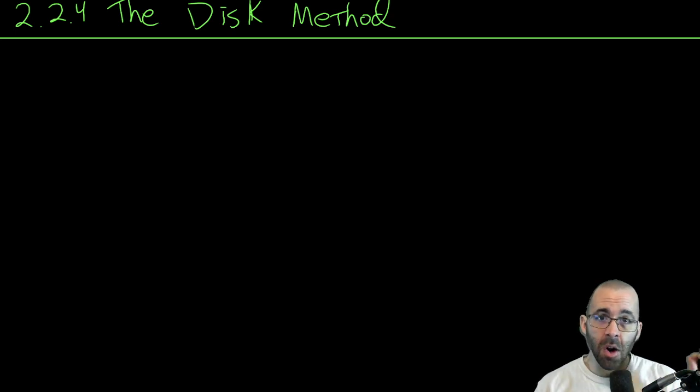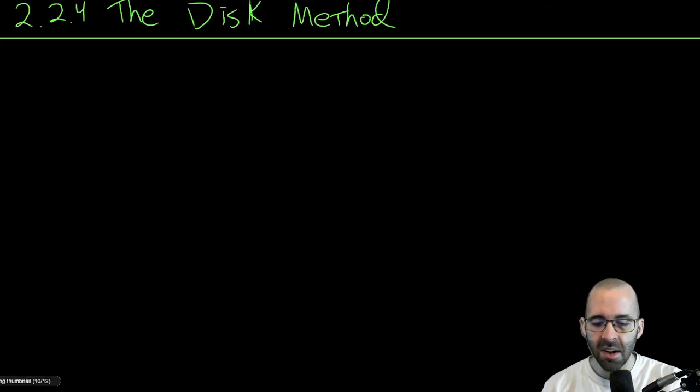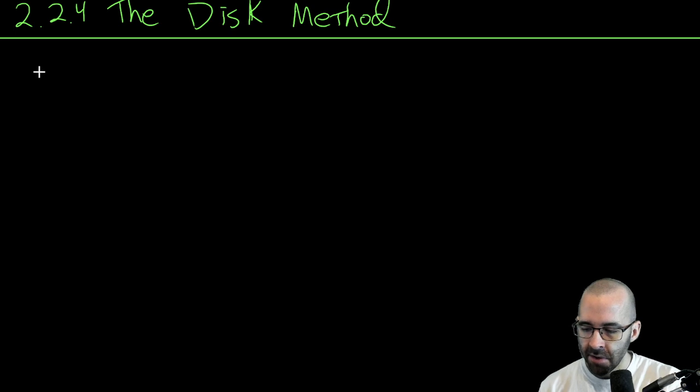The short answer is you already know what the disk method is. You've been doing it. What did we do right here? We found the area of a disk and integrated it. We're just formalizing this in mathematics. So I'm going to introduce the disk method here.